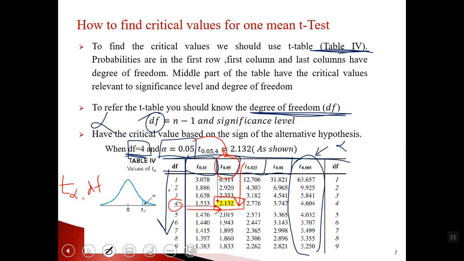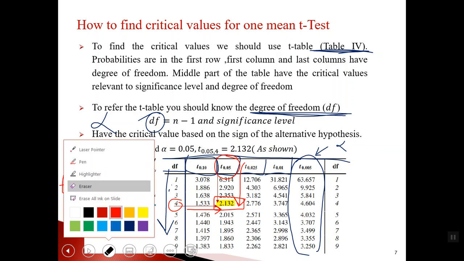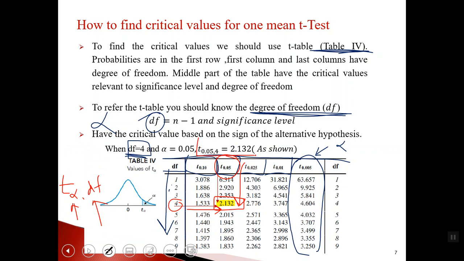Clear? This is a general notation. You don't need to stick with this one, but if you use this, that's okay. First your alpha value, the significance value, then the degrees of freedom, like I mentioned here. See, let me erase this. Okay, like what they have mentioned here. It is general notation. If you are familiar with that, you can use that, no problem.